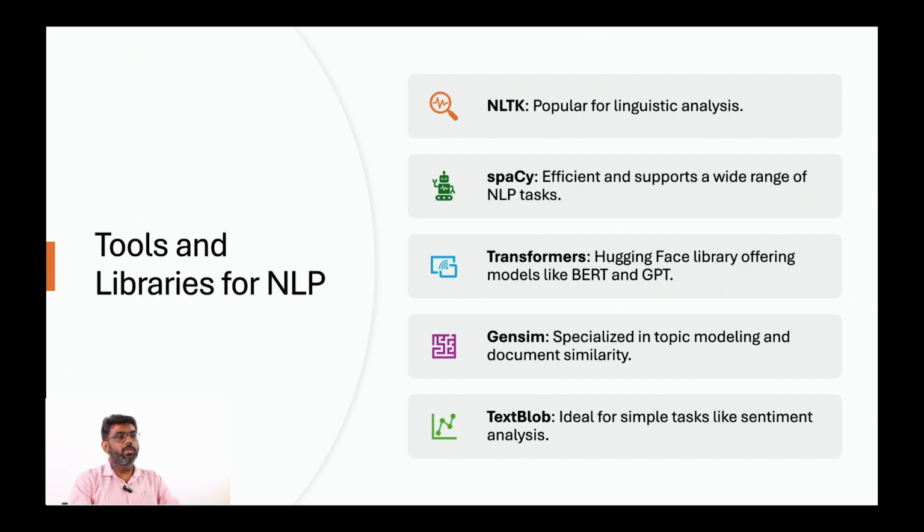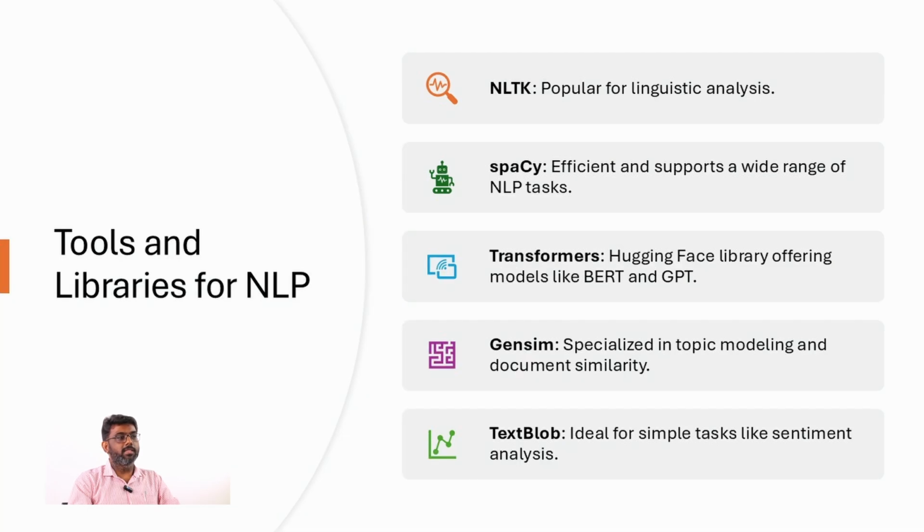The next is the tools and libraries for NLP. There are several powerful tools and libraries available for NLP. The first one is NLTK, a popular library for linguistic analysis. spaCy, known for its efficiency and wide range of NLP tasks. Transformers, a library by Hugging Face, which provides state-of-the-art models like BERT and GPT. Gensim, focused on topic modeling and document similarity. TextBlob, great for simple tasks like sentiment analysis.